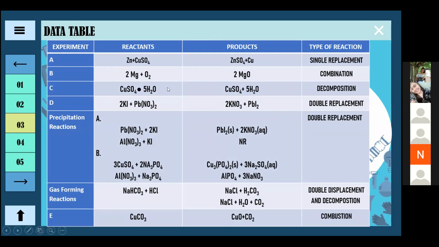On our B procedure, we have our reactants, which are magnesium and oxygen. Then we will have a product of magnesium oxide. This type of reaction is a combination reaction, since we combine the magnesium element and the oxygen.